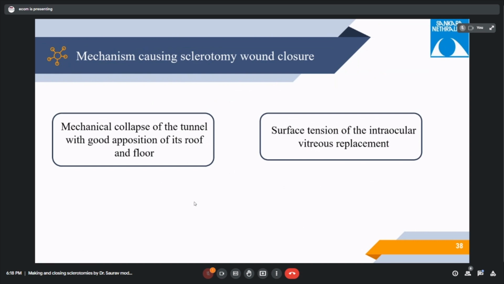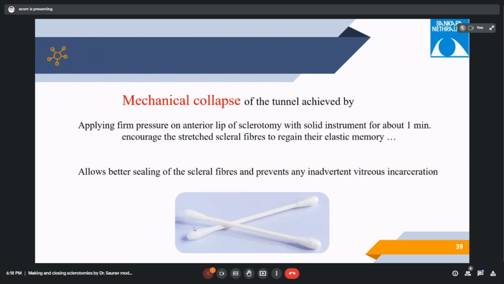So what are the mechanisms causing sclerotomy wound closure? Two mechanisms act at the wound site. One is the mechanical collapse of the tunnel, and the second is the surface tension of the intraocular vitreous replacement. Mechanical collapse of the tunnel is achieved by applying firm pressure over the anterior lip of the sclerotomy with a solid instrument for about 1 minute. It results in opposition of the roof and floor of the wound and regaining of the elastic memory of the scleral fibers.